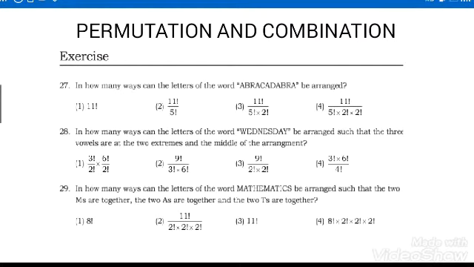Alright, in this video we'll be going over some permutation and combination questions, but we're going to focus on arrangement of letters of a particular word.